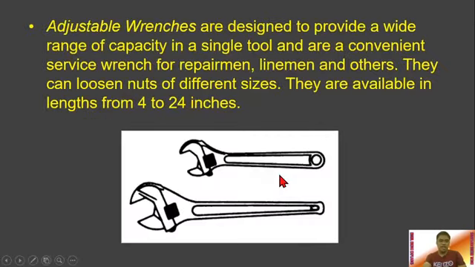Then we have the adjustable wrench. So they are designed to provide a wide range of capacity in a single tool and are a convenient service wrench for repairmen, linemen, and others. So they can loosen nuts of different sizes. So we just need to adjust the roller here. So we will just adjust that one. They are available in lengths from 4 to 24 inches. So meaning we will have a handle which is 4 or 24 inches.